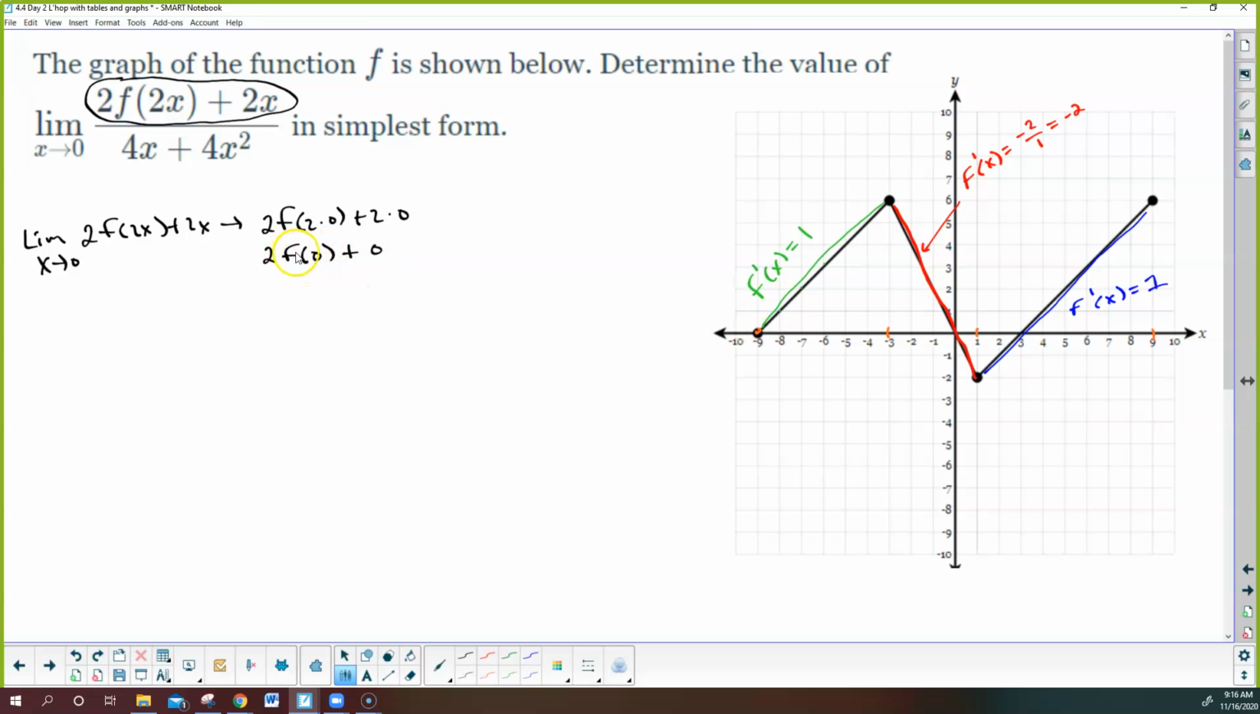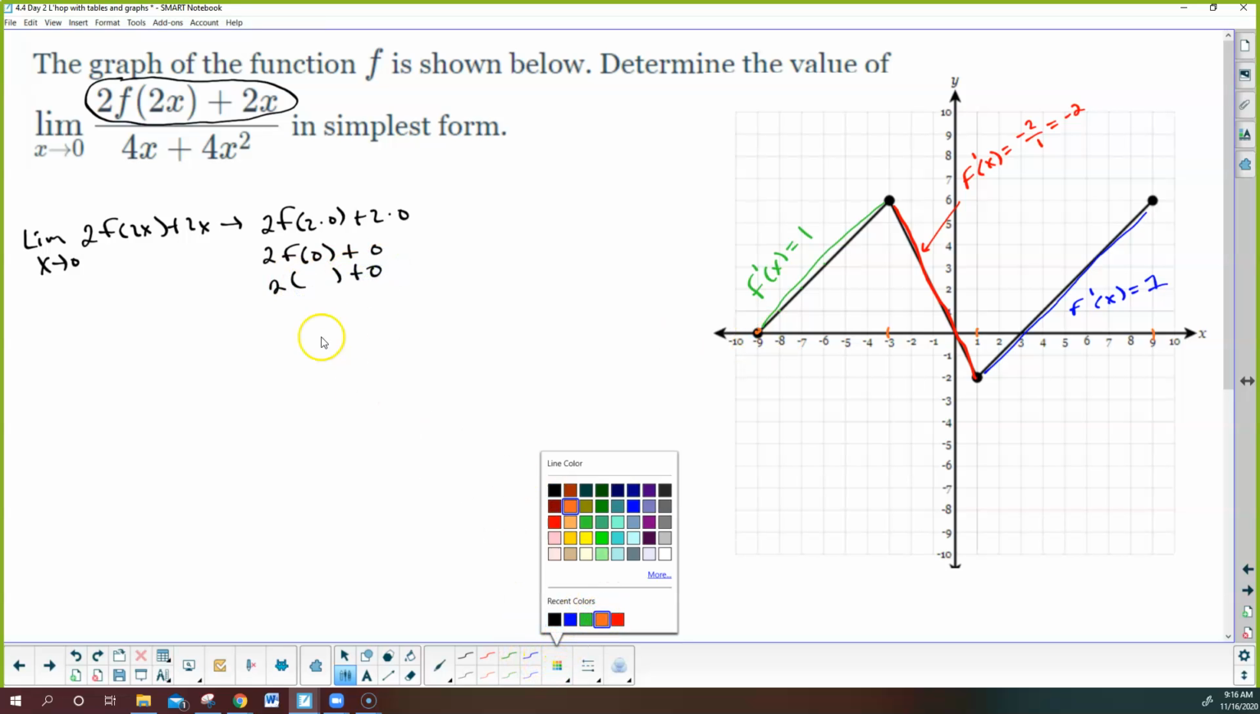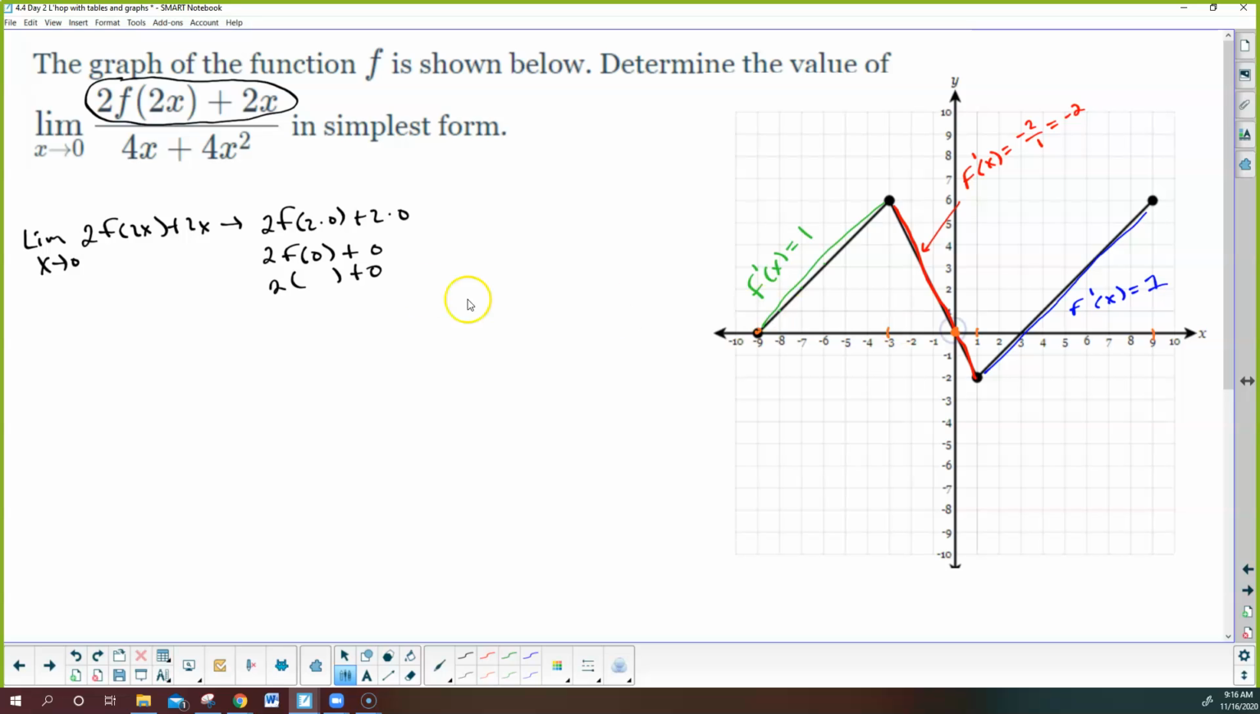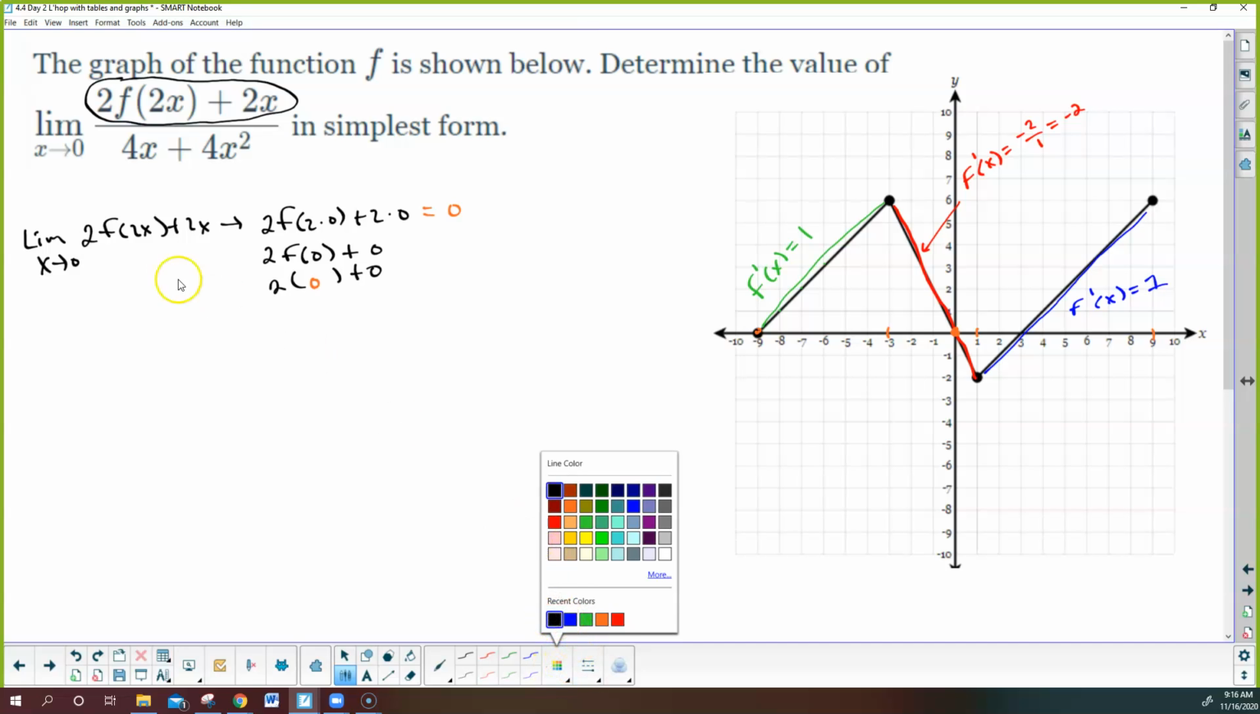f of 0. So I have to figure out what is f of 0. That's just a point, right? f of 0 is a location. So I know that when x is 0, f of 0 is 0, which means this whole thing just turns into 0. So the limit of the numerator went to 0.